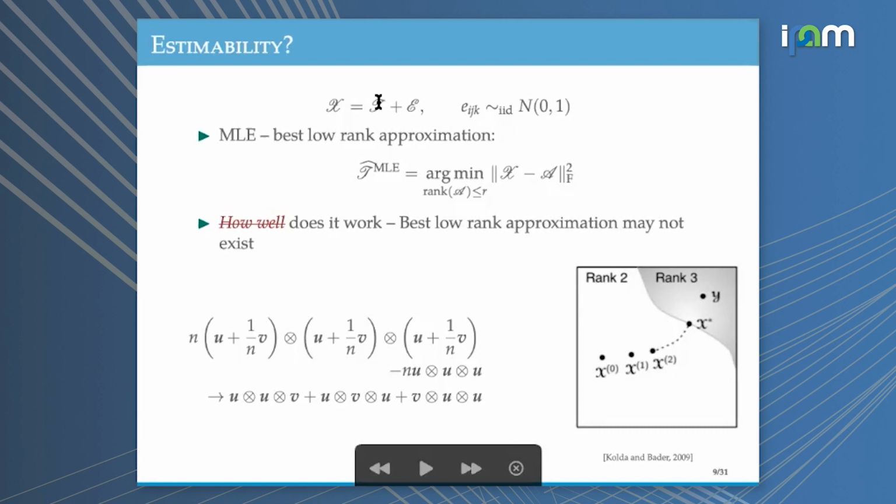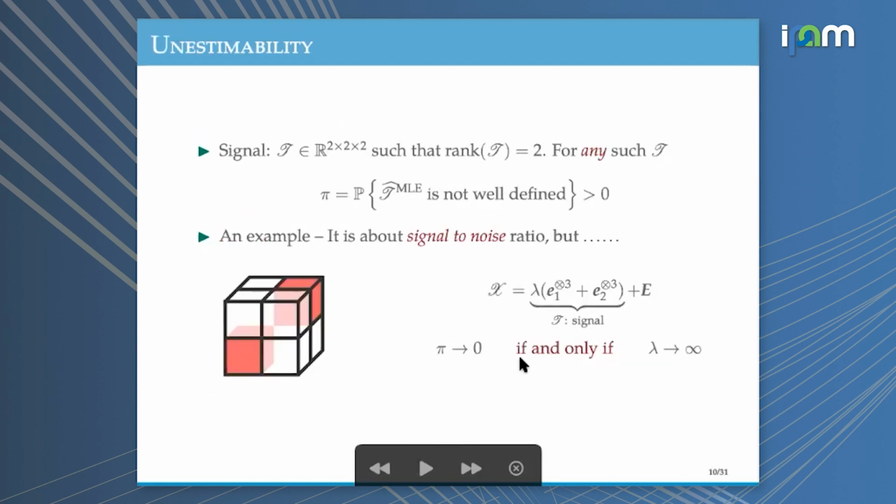Suppose we are willing to make assumptions about the signal. Is it possible we can overcome this? Turns out you can't. This actually has nothing to do with high dimensionality or not. We can look at an even simpler problem. Suppose your true signal is, let's just focus on tensors that are 2 by 2 by 2, as shown by this figure here. You have 1 here and 1 here. Obviously, this is a very nice tensor, this signal. But if you just add Gaussian noise to it, the probability that your best low rank approximation does not exist is always positive.